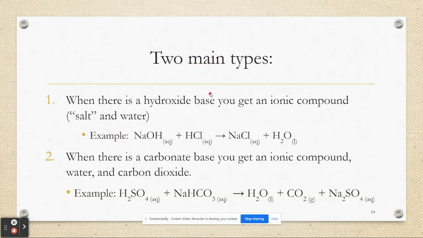And so there's two main types of neutralization reaction. There's one where you have just a hydroxide base reacting with an acid, and that produces salt and water. You'll notice basically everything is aqueous except for the water, which is liquid. And the other type is when you have a carbonate type of base. And when you do that, a double displacement reaction happens, and you get Na2SO4, for example, so a salt, but also you get water and carbon dioxide.